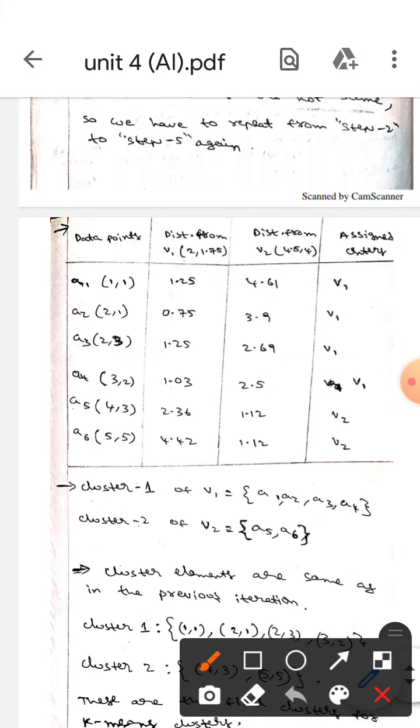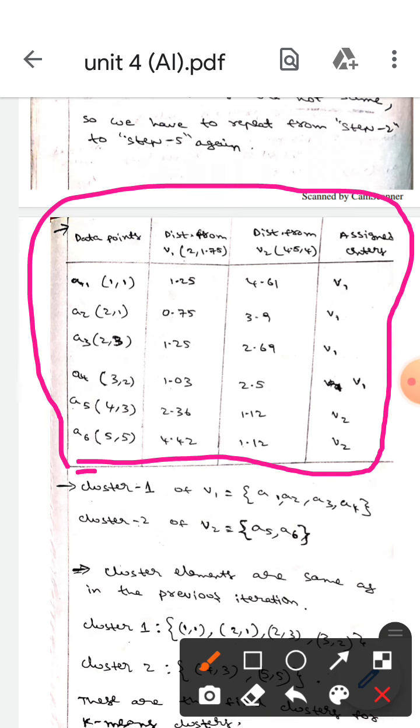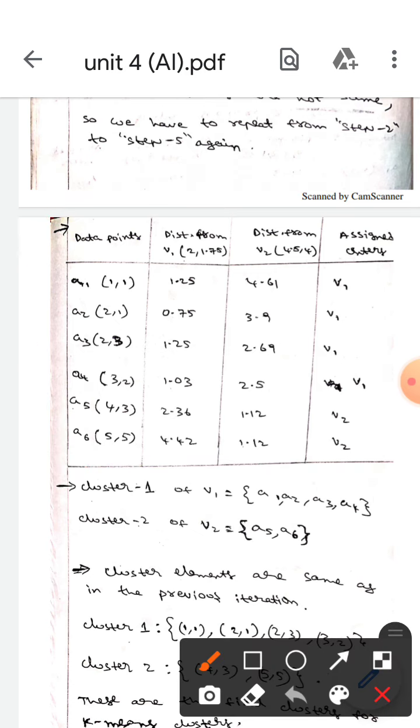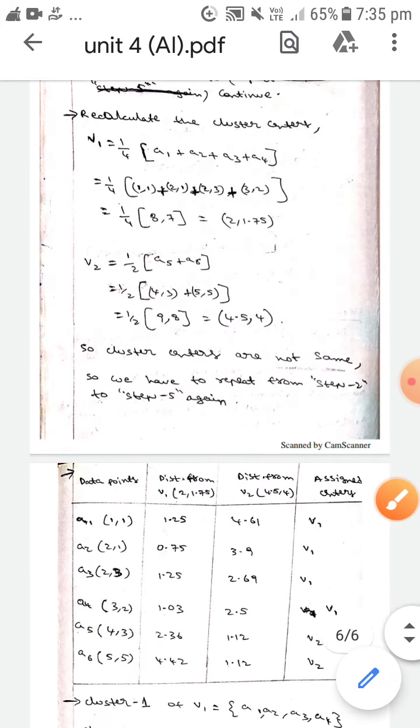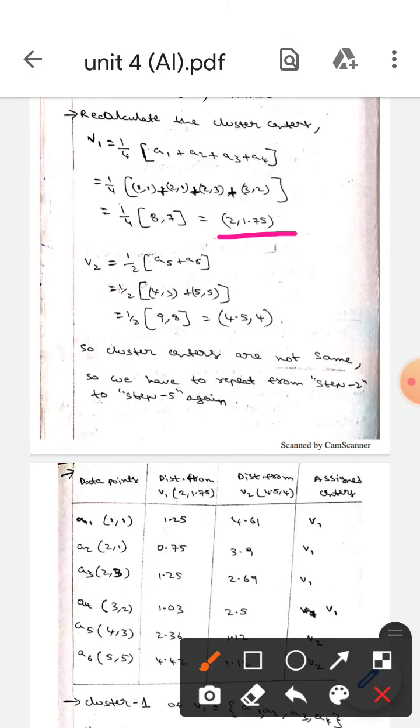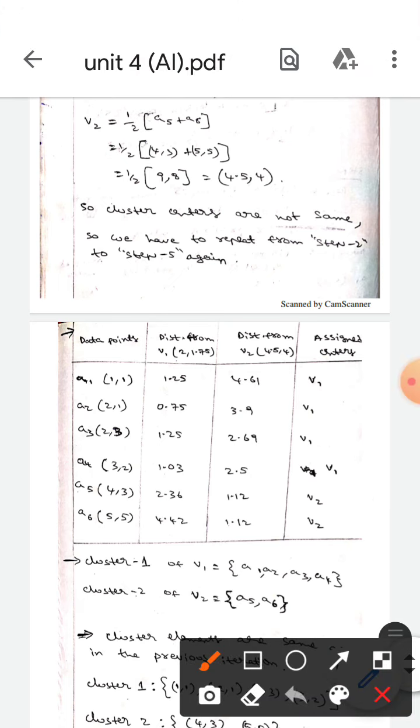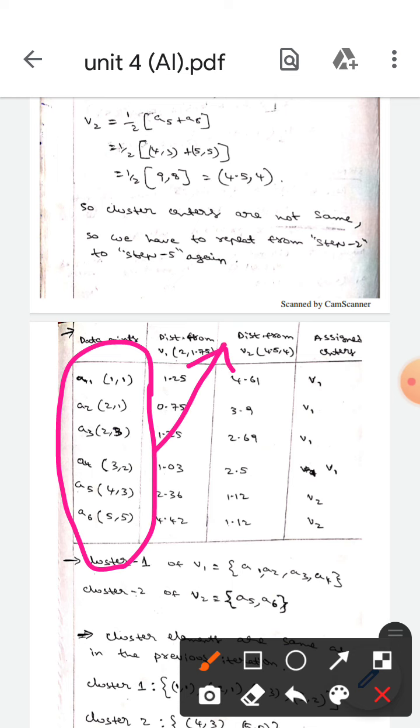Then as given in step 2, we will write the table form again, guys. We will note these data points from the question. Here we found the new cluster center as 2 comma 1.75, so we will write it here, and the other cluster center V2 is 4.5 comma 4. We will write it here. Then we will find the distance between A1 and V1, A2 and V1, and note those distances here. We will find the distances between these data points and V2, and note the distances here.